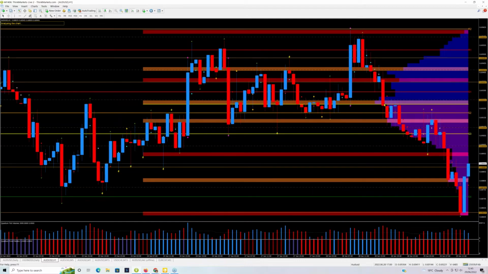You think, okay, it's trying to break away. What happens at the VPOC? Again, we have 1, 2, 3, we have 4. It has to take 4 goes before it breaks lower. But if you were going to go short there, where would you place your stop? You'd place it up here somewhere. It's a very, very tight stop for an hourly chart.